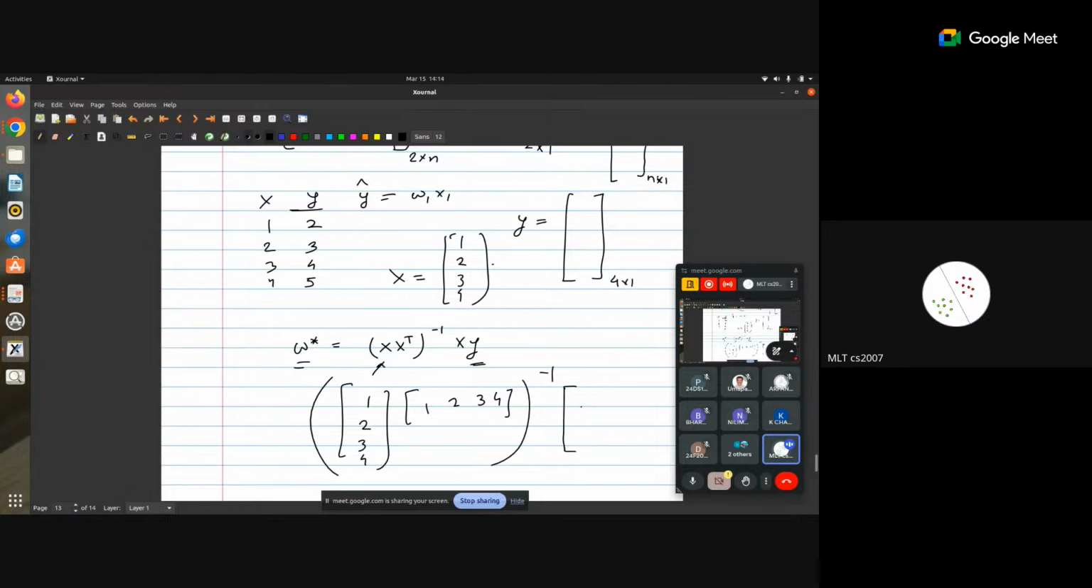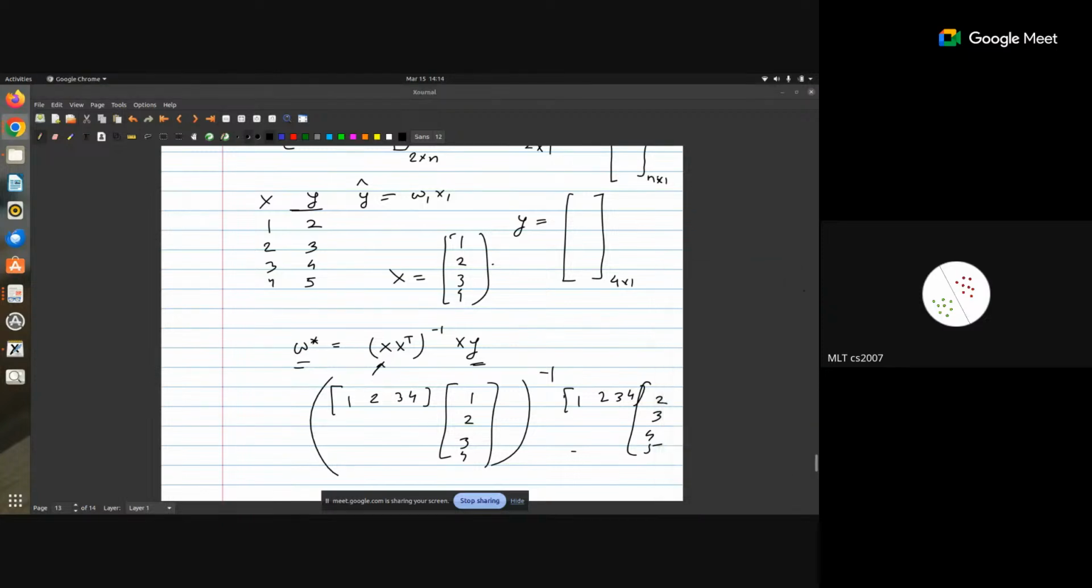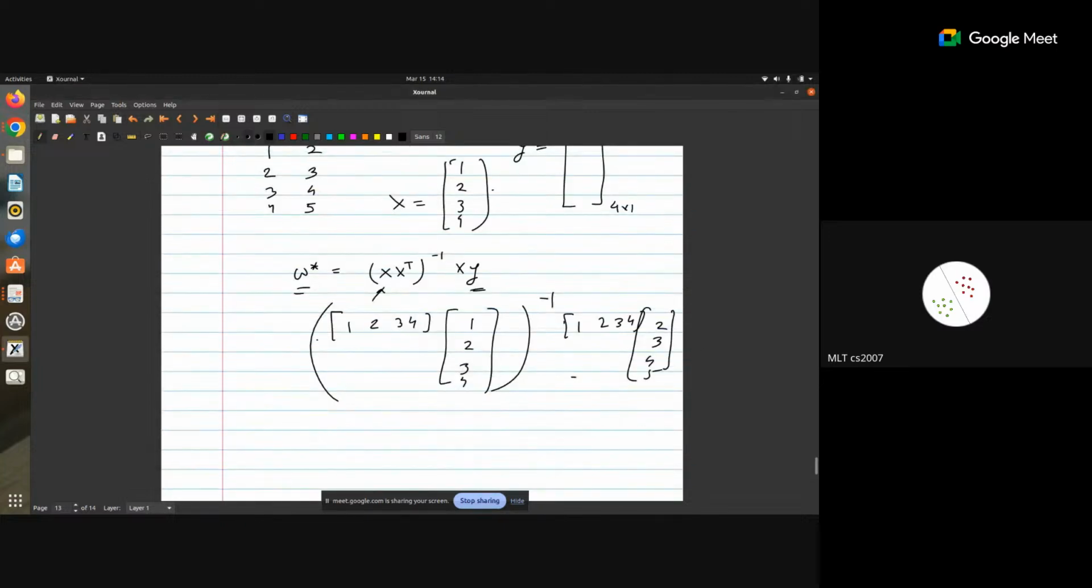This will be equal to, what is it? 1 comma 4, sorry. I'm doing it, that's okay. Here it's not a problem. Inside this is not a problem. Outside you'll have to understand it properly, because inside anyway it's a dot product between x and x transpose. It anyway gives me the same thing. So it is 1, 2, 3, 4. Here it is 1, 2, 3, 4, and here it's 1, 2, 3, 4 into y, which is 2, 3, 4, 5.